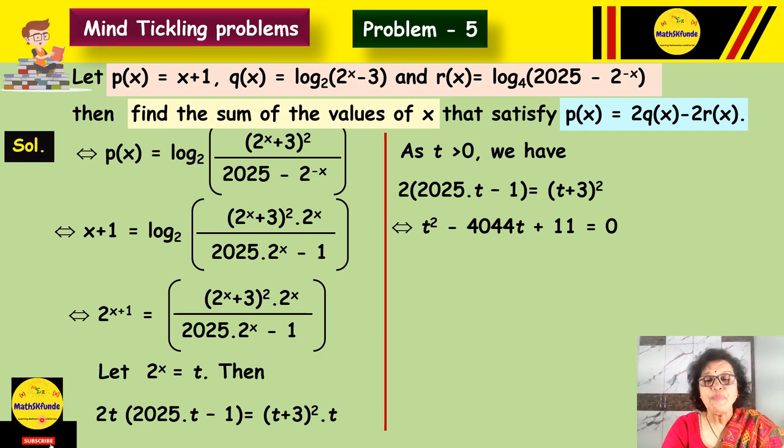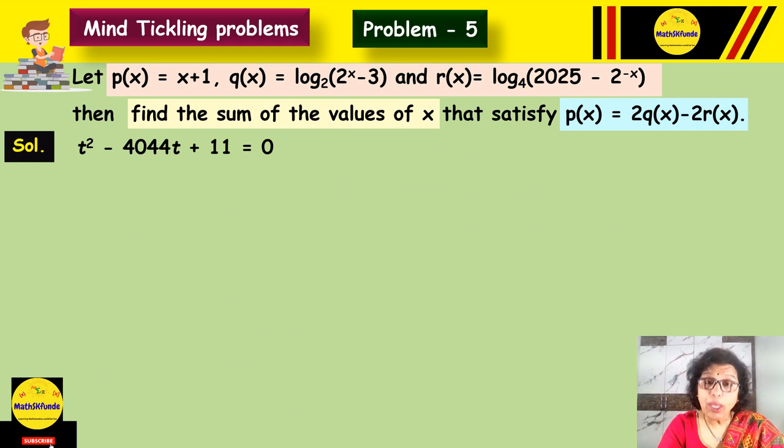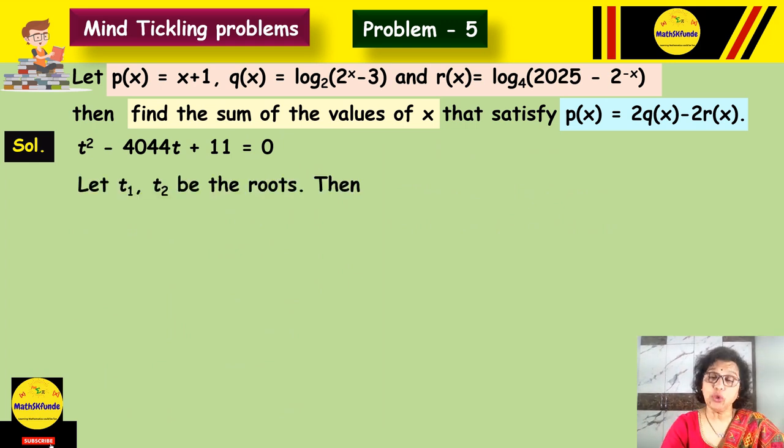11 equal to 0. Now, this is one quadratic equation which we need to look at to evaluate the sum of the values of x at the end. Okay. So, if t1 and t2 are the roots of this quadratic equation, I know what is the sum of the roots. I know what is the product of the roots. Use the formula of quadratic equation. So, t1, t2 product would be 11.